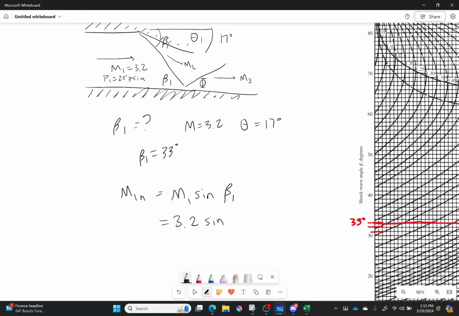So 3.2 sine of 33 degrees. Okay, and what does that come out to be? That comes out to be 1.742. So that's what I'm going to use when I go to Appendix B.